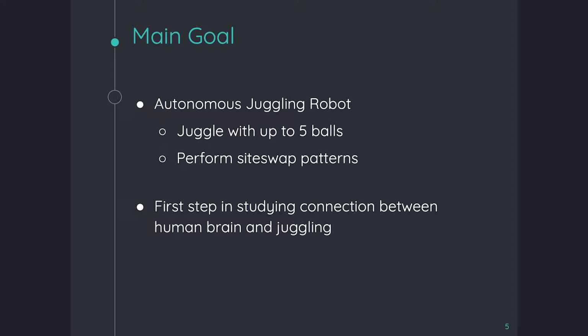The main goal of our project was to build an autonomous robot that can juggle up to 5 balls in a cascade or perform a side swap up to beat 7 reliably and consistently. As we mentioned previously, this would be the first step in studying the connection between the human brain and juggling.